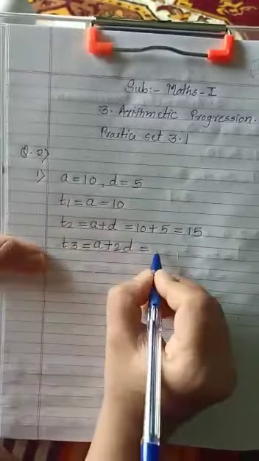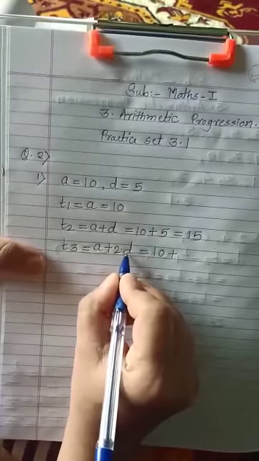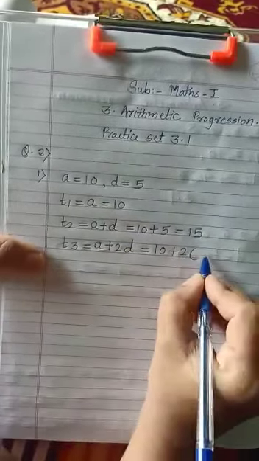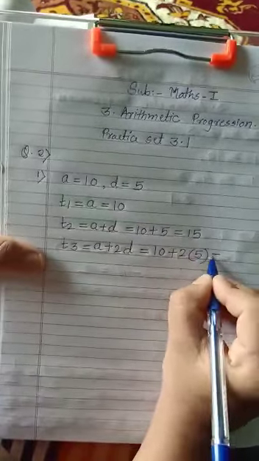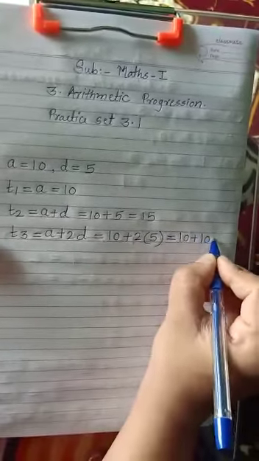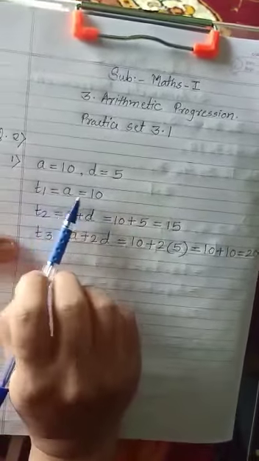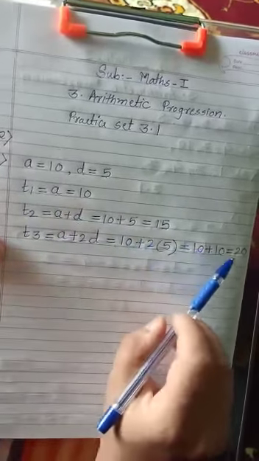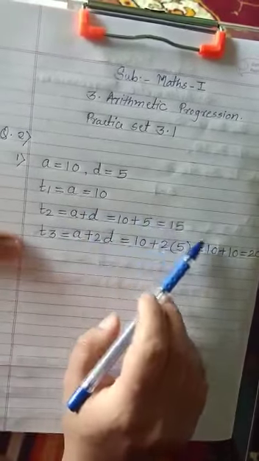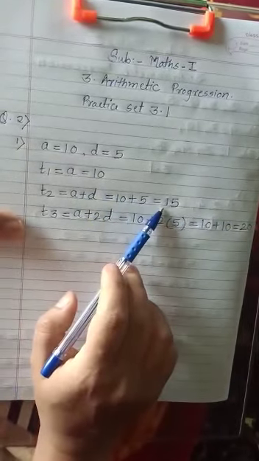So the value of a is 10 plus 2d. This value of d we have to multiply by 2. So 2 multiplied by 5 is 10, so it is equal to 10 plus 10, which is 20. Correct? So our first term is 10, the second term is 15, and the third term is 20. Understood? To write any AP, at least three terms must be there, and these three terms are sufficient to write any arithmetic progression.